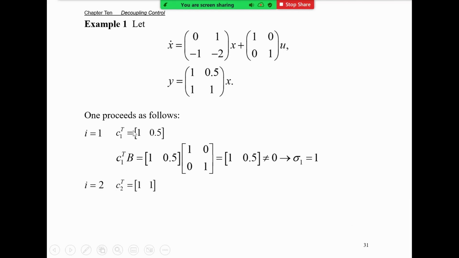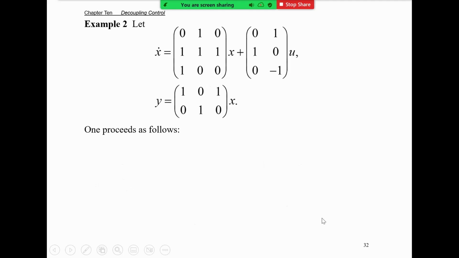Okay, then you finish the first relative degree computation, then you go to the second one. For the second one, you take the second row, C2, then compute C2 times B. You get 1, 1, which of course is not 0. Then you get the relative degree equals 1. Of course, you can imagine in many cases the first one will not be 0, but it may happen that the first coefficient can be 0.